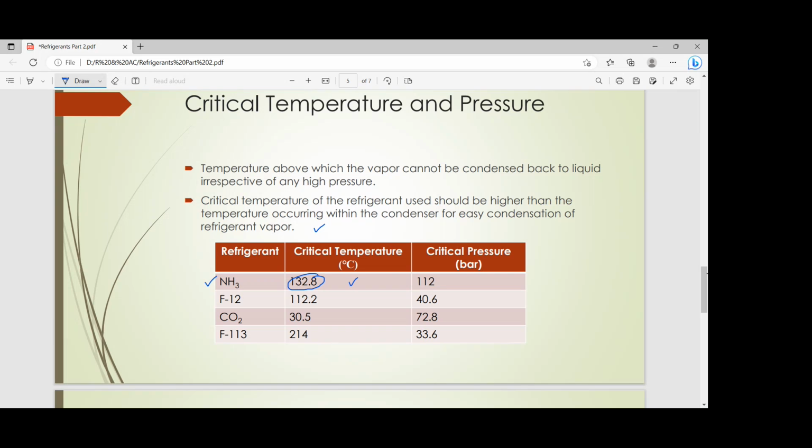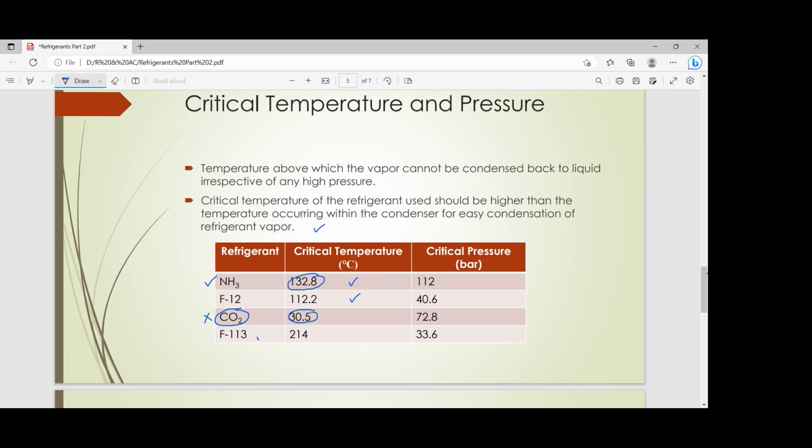So is Freon 12, 112.2. But look at carbon dioxide, the critical temperature is very low. It's 30.5. So in the summer, in tropical climates like India, where in the summer season you attain temperatures of 32 or 33, and if the critical temperature is 30.5, I can't use carbon dioxide in my refrigeration system at all. So carbon dioxide is not preferred in most of our refrigeration systems. The operating conditions are huge. I mean, they are not suitable for running a refrigeration system.